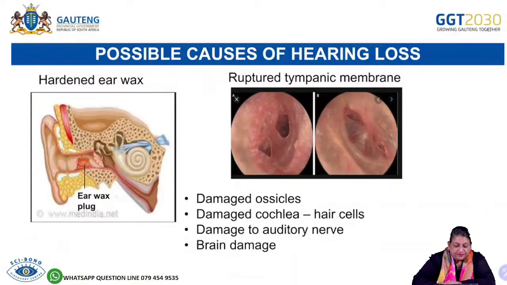Okay, so wax can also cause partial deafness, so if you're not hearing well, go to the doctor. He can put a little light in your ear and check if there's wax there. He has the necessary equipment to remove the wax.